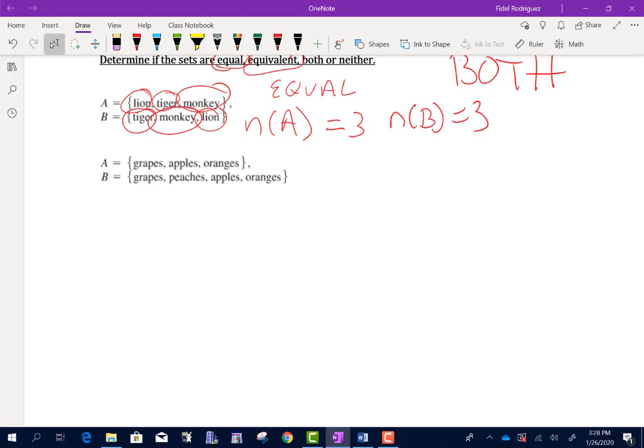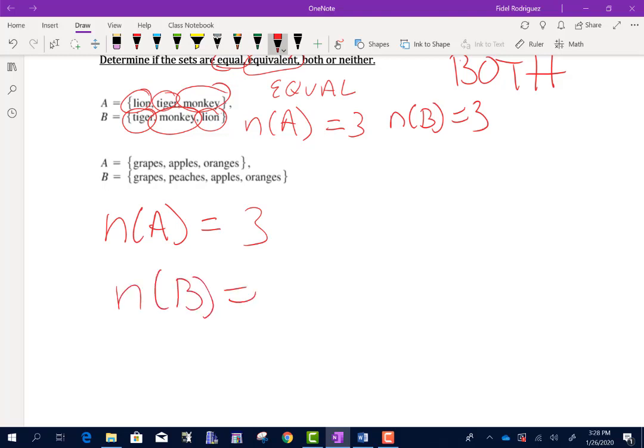All right. Let's take a look at the next one. We have grapes, apples, and oranges in the set A. We have grapes, peaches, apples, and oranges in the set B. So I know that they're not equal. Okay. Well, let's see if they're equivalent. How many are in A? 1, 2, 3. I have 3 fruits in A. I have 1, 2, 3, 4 fruits in B. So they're not equivalent. So this one here is going to be a neither. Okay, that's going to be a neither.